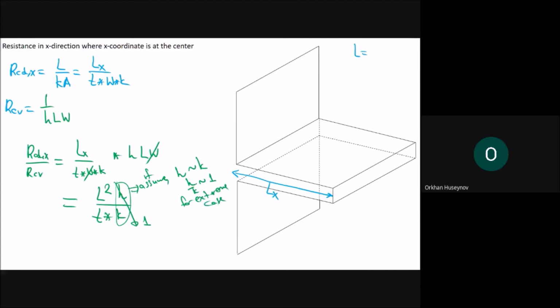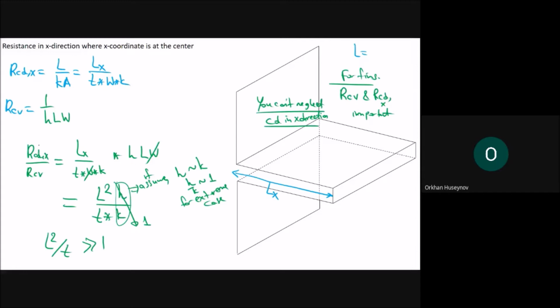But it is not. In reality, it is small. It is smaller than 1. But you can now see that L squared by T is much, much greater than 1. So the conduction in X direction you cannot neglect. Therefore, for fins, RCV and RCD in X direction is important.